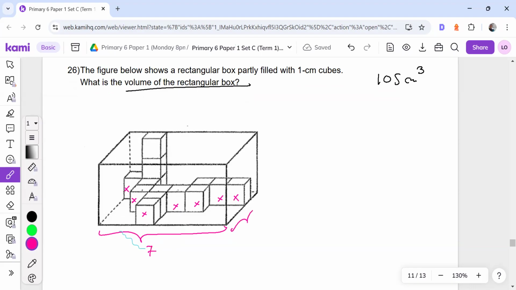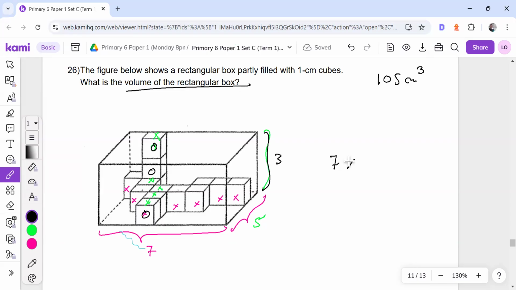And then how about the breadth? The breadth a bit hard. On the right side is a bit hard. You go opposite side and see. Can you see the opposite side? Can you see that this is 1, 2, 3, 4, 5. So the breadth is 5 cubes. And then how about the height? The height will be 1, I use a different color, 1, 2, and 3. The height is made of 3 cubes. So now can you find the total cubes in the box?